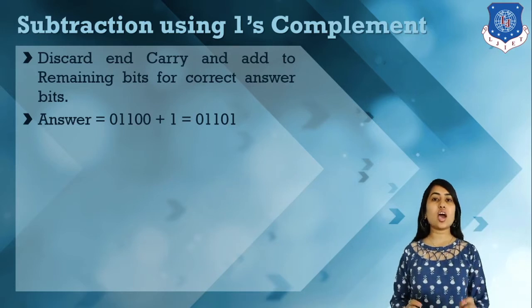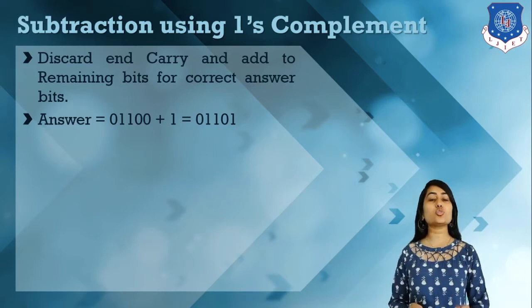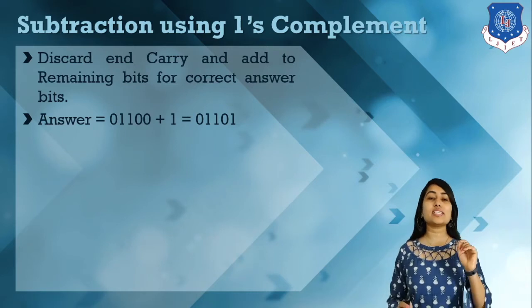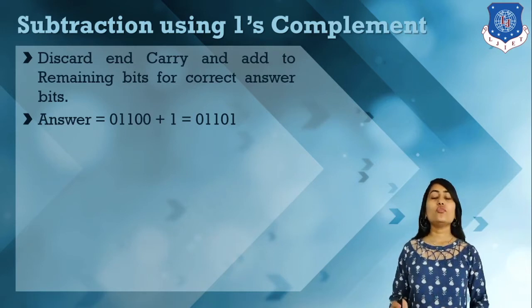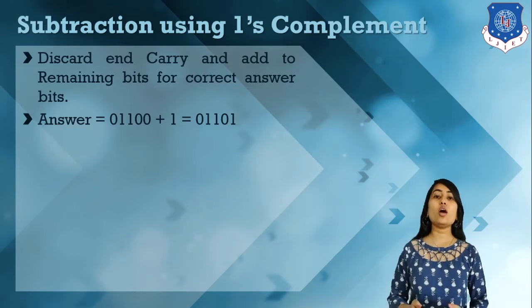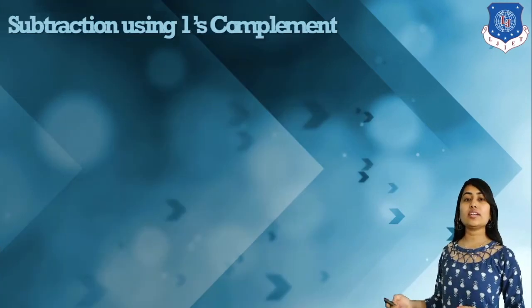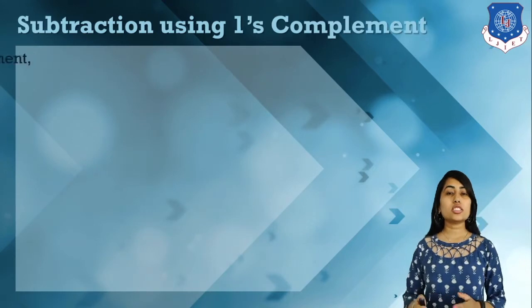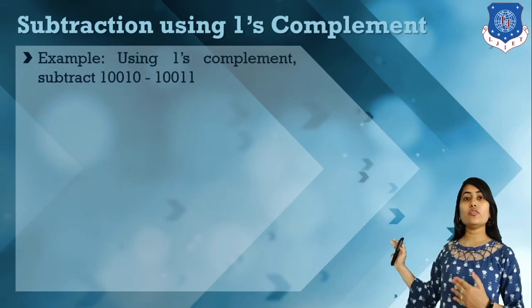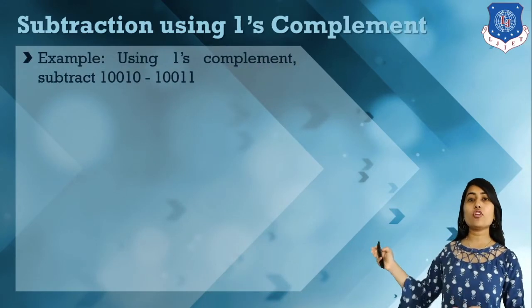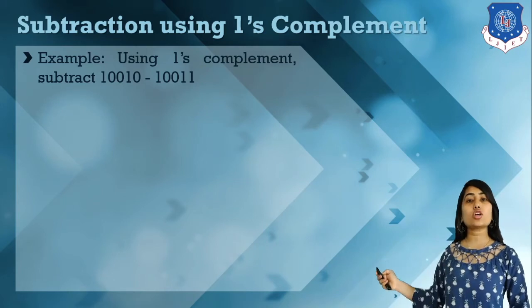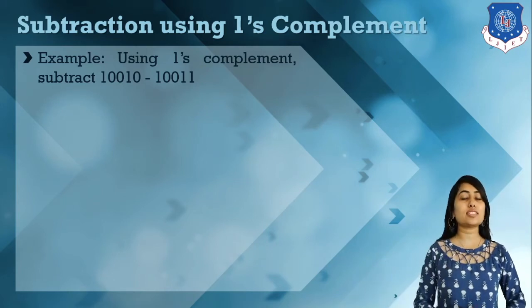So this is how we can perform subtraction using ones complement whenever the first number is greater than or equal to the second. Now we have another case, when a is less than b. So how can we perform that subtraction? Let's discuss with another example: perform the subtraction of these numbers using ones complement.